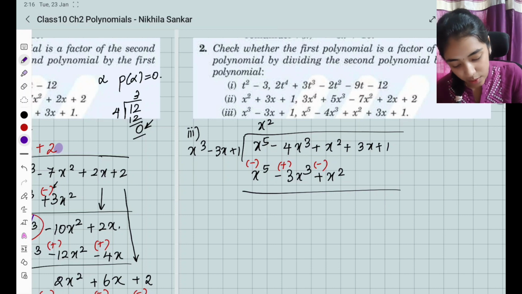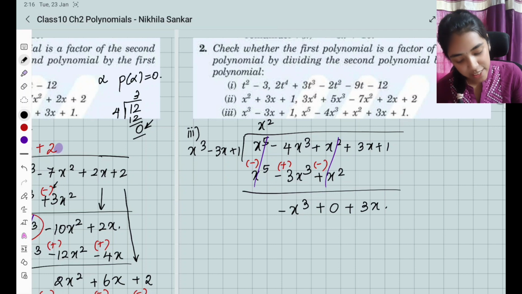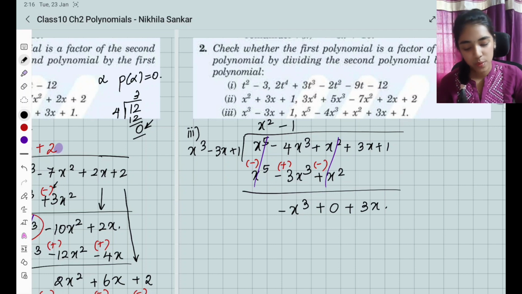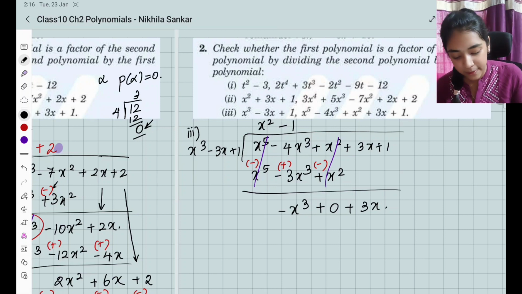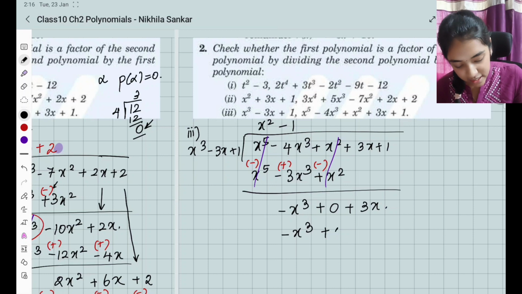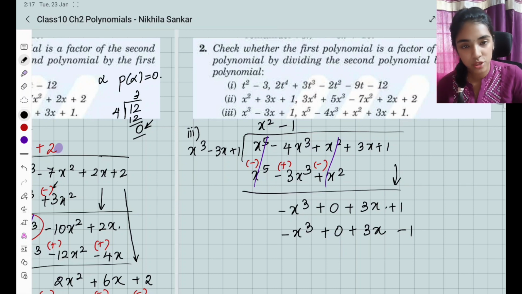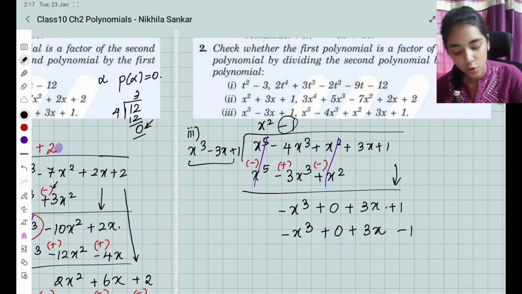So what all cancels? x power 5 cancels. x square cancels. Now I have minus 4x cube plus 3x cube, so I have minus x cube plus 0, and here I put 3x. Okay? Now in the quotient I have to do minus 1, x square minus 1, right? So here I have minus x cube plus 3x. So in that, 0 plus 3x, then minus 1. So I can also bring the 1, so plus 1. Understood? I am multiplying minus 1 with this whole thing.